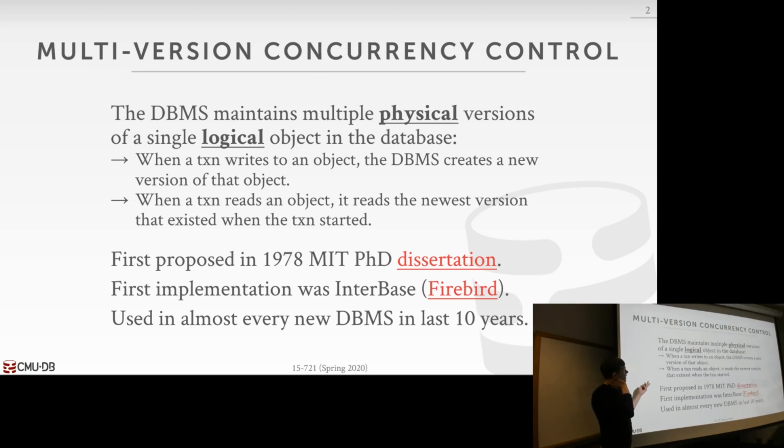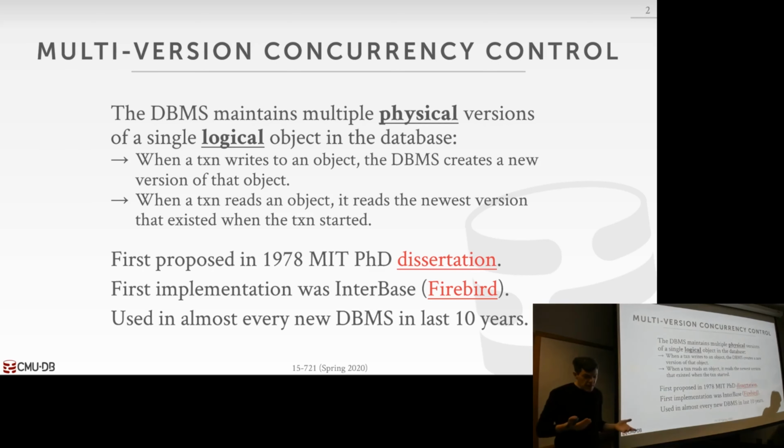So again, when we do an insert, obviously the version doesn't exist, so we're just putting it in the database. When we do a delete or an update, we need to keep track that we had previous versions and we're creating a new version. And then when we go read that object, at the logical level, underneath the covers the database system has to figure out what is the correct version that we need to read. And it's going to be the one that existed when the transaction started.